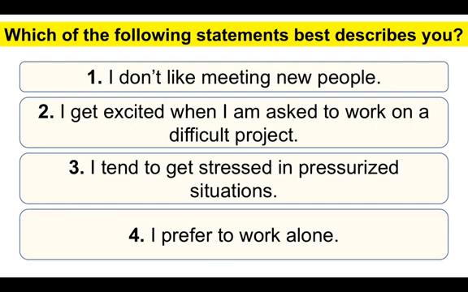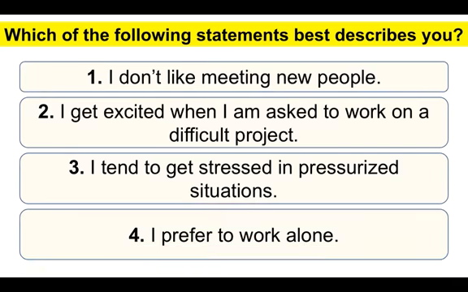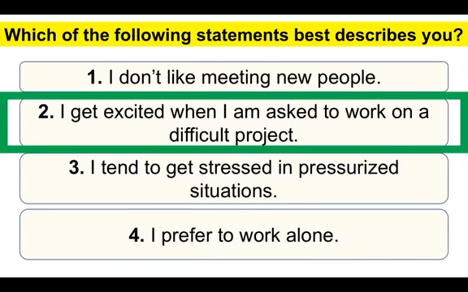Well, if I answer that 100% truthfully, I have to go for number 4, which is I prefer to work alone. I do. I prefer to work alone. However, if I answer that personality test question by selecting number 4, that is probably not what they are looking for. So if I read the statements and I think to myself, and this is the way to tackle personality tests, put yourself in the shoes of the employer. What are they looking for? And they are looking for somebody who gets excited when they are asked to work on difficult projects. Okay, so that's the answer that I would choose, even though, number 4, I do prefer to work alone.